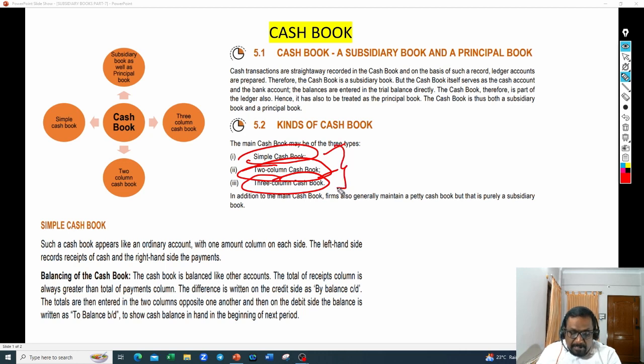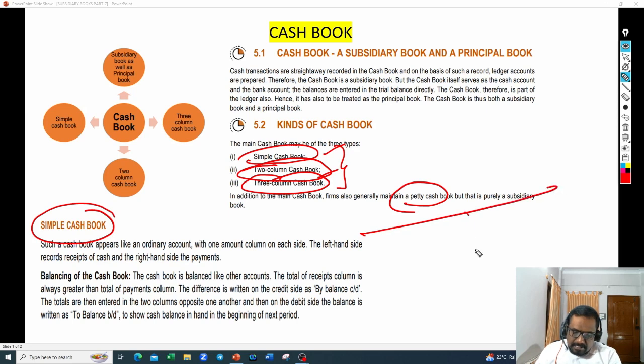Apart from these 3, we also have the petty cash book, for small expenses. To manage those, we need to maintain a petty cash book. So we will discuss these different types of cash books in coming videos: simple cash book, 2-column cash book, 3-column cash book, and petty cash book. These are the 4 varieties. Now let us talk about the simple cash book, which looks like a cash account only.